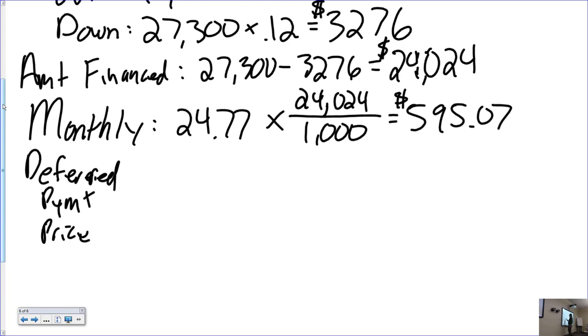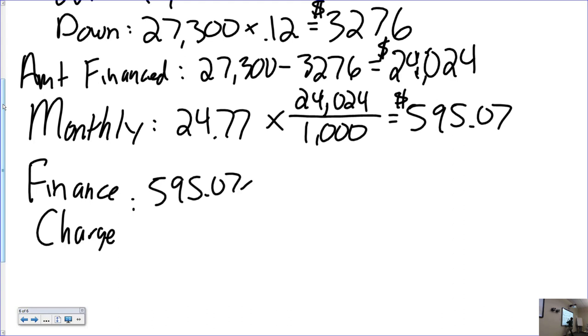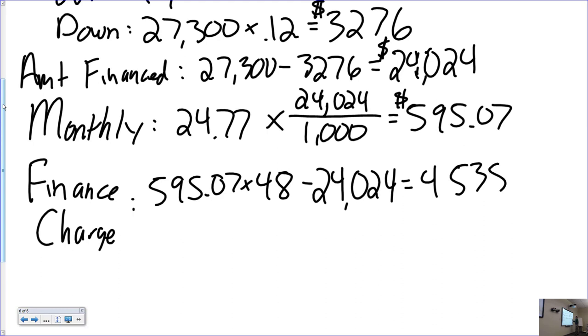So how much did I really pay for this boat, folks? What's the deferred payment price? Oh, technically, what do I calculate first? Sorry, I was skipping a piece. What's the finance charge? How much interest am I paying? How'd you get it? Multiply the payments by 48. Remember that it's 48 payments because I'm doing it in 4 years. And what'd you subtract? The amount financed, $24,024. Make sure you subtract the amount financed, not the price. Sorry, what did that work out to be? $4,539.36.